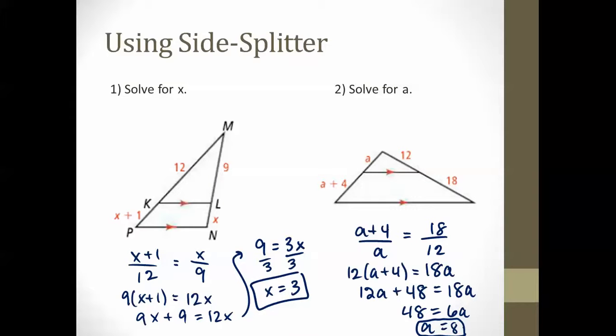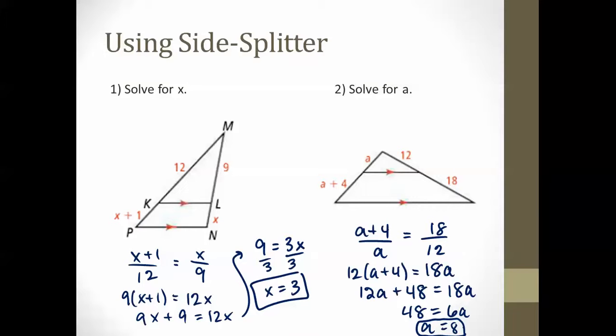So we're going to use the side-splitter theorem here, and I've already got my work shown for both of these. Follow along with me as I discuss how we set up the ratios. So for the first one, x plus 1 over 12, that's segment PK over KM, is equal to x over 9, segment NL to segment LM. Then we cross multiply. Remember, when you cross multiply 9 times x plus 1, you need to put x plus 1 in parentheses and distribute.